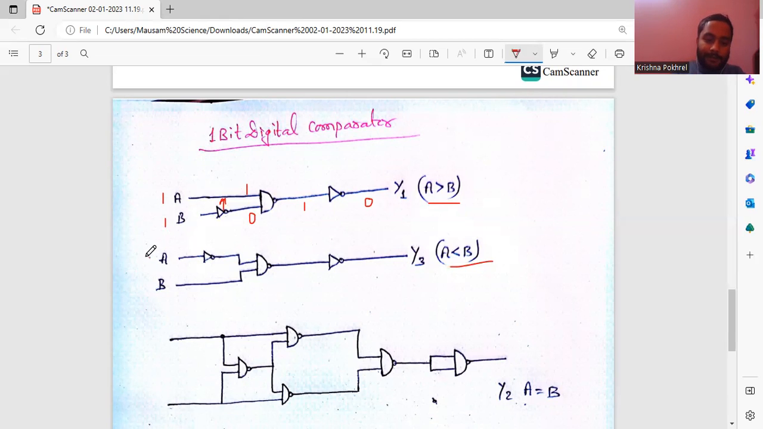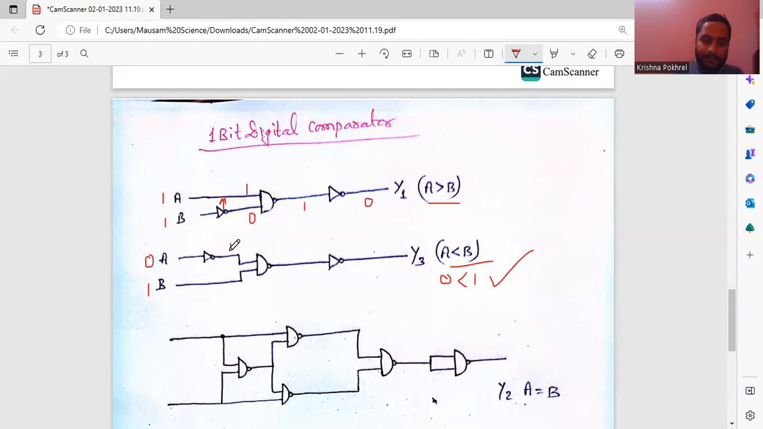So let us see here. If A is 0, B is 1, because A is less than B, then 0 is less than 1. It is true, the result will be true. So let us see whether the result will be true or not.